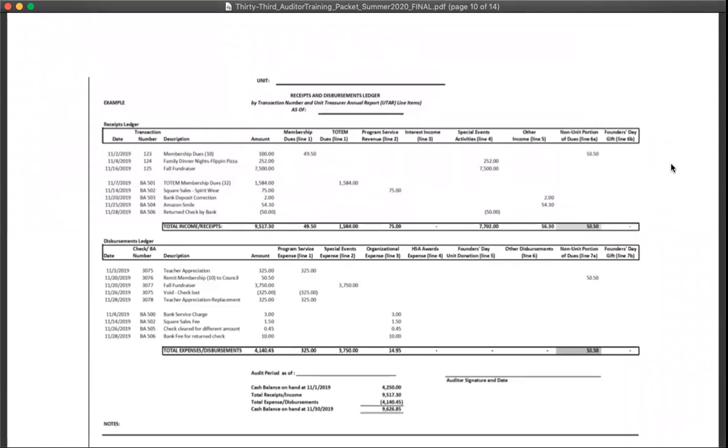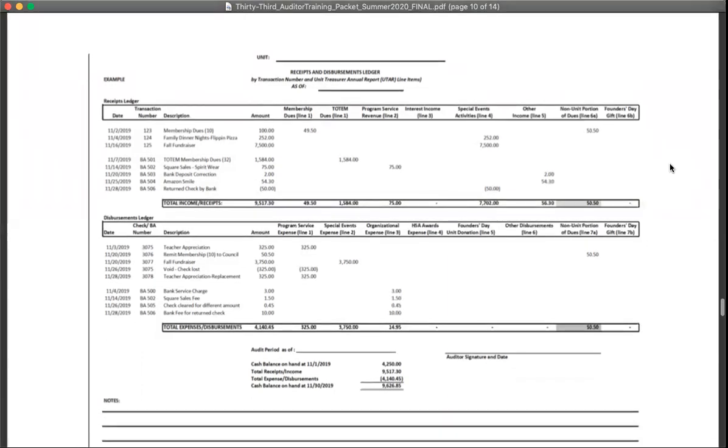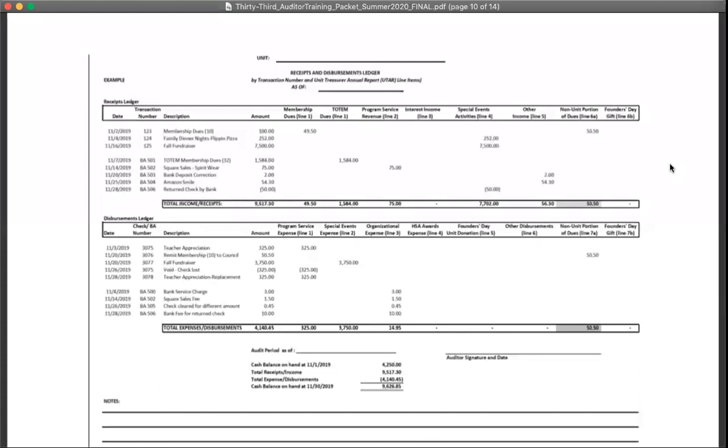of the categories the same as an annual report that the treasurer prepares, but you just want to make sure that they've included all of the checks and deposits, and you'll see at the bottom that those numbers reconcile to the treasurer's report and the bank statements. So there's the 4250. And the 962685 is the same. I've highlighted the non-unit portion of the memberships, so that there's $50.50 that's recorded as income and $50.50 recorded as expense.